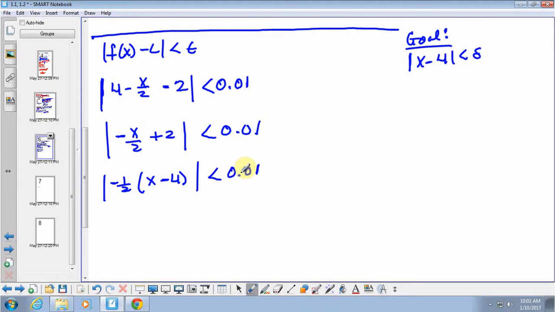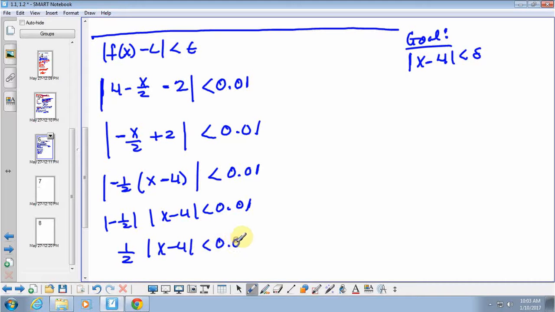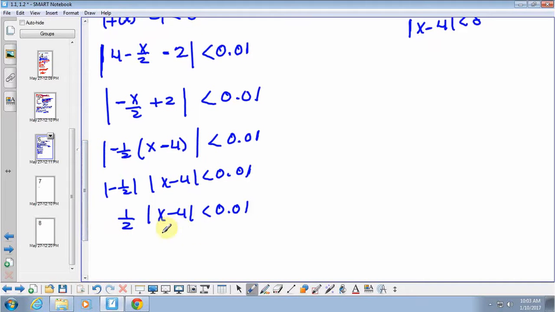It is positive 2. So remember, there's a little property that says the absolute value of A times B is the absolute value of A times the absolute value of what? B. Y'all remember that property? Then the absolute value of negative 1/2 is what? Positive 1/2. Well, I can definitely get this over here by itself. Now, if I multiply both sides by 2, I have the absolute value of x minus 4. Then I do 2 times 0.01, which is 0.02.